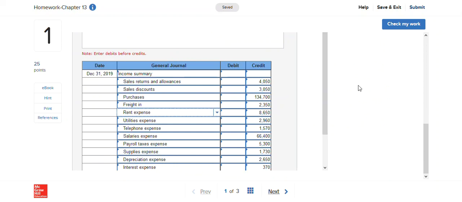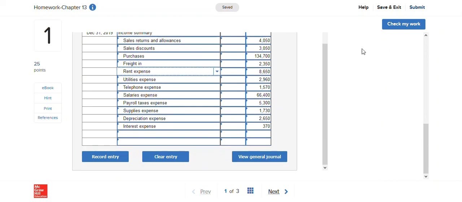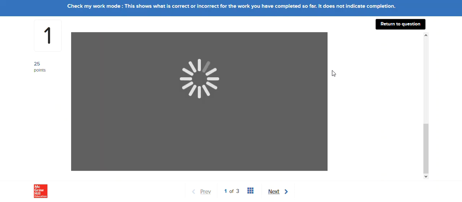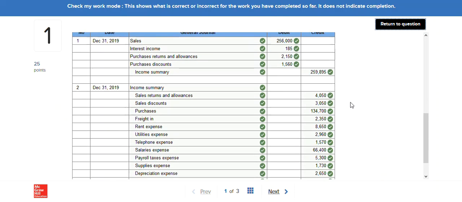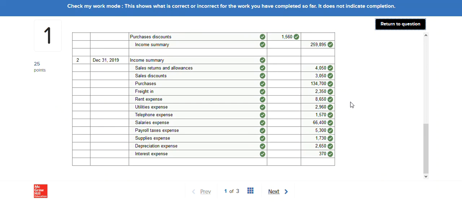Oops. All right. And then those are all our credits. So then we're going to debit the total of those. But let me make sure I typed them all in before I add them up. And it looks like I did. So let's add all those up.